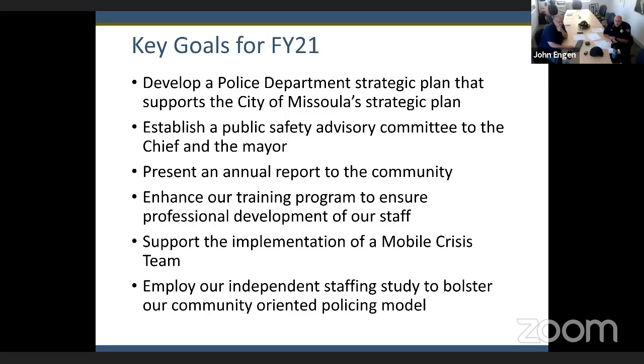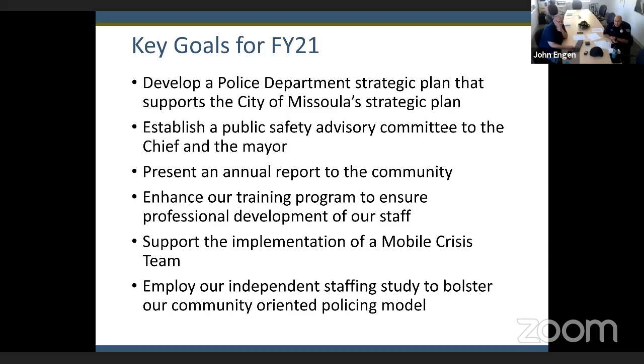Next, in working with the mayor, we'd like to establish a public safety advisory committee that is made up of a representative group of our community. And in that advisory committee, we would have discussions regarding use of force policies, any other police department activities where they could be a sounding board for us and we can be recipients of the information coming from our community that we serve so we can better serve them.